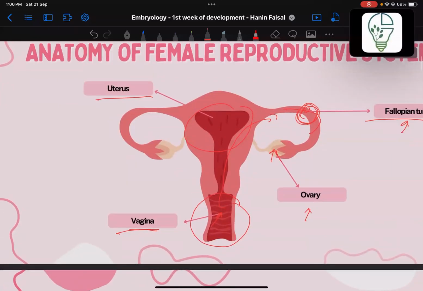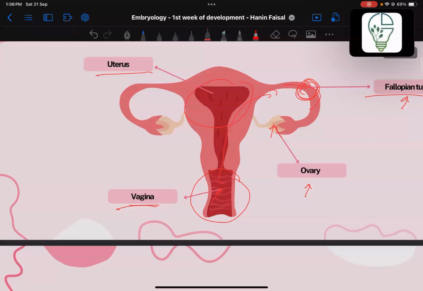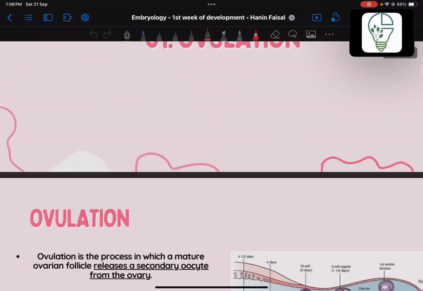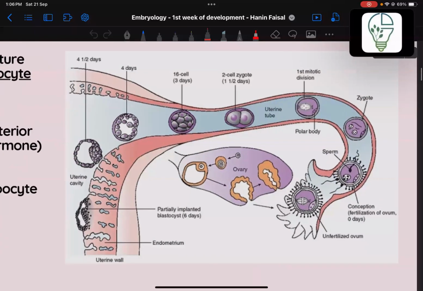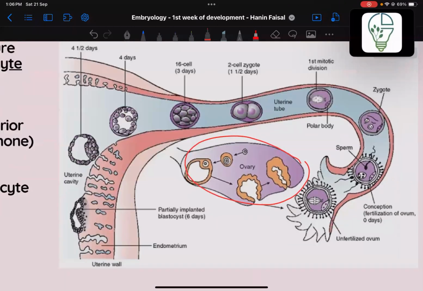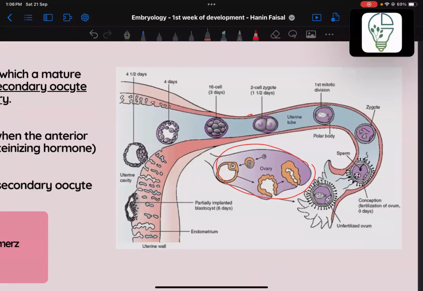Firstly, let's answer, how did the oocyte reach the ampulla? This happens by a process called ovulation. If we look at this picture, you can see that this is the ovary. Let's orient ourselves. This is the ovary. Here's the fallopian tube. And here's the uterus.